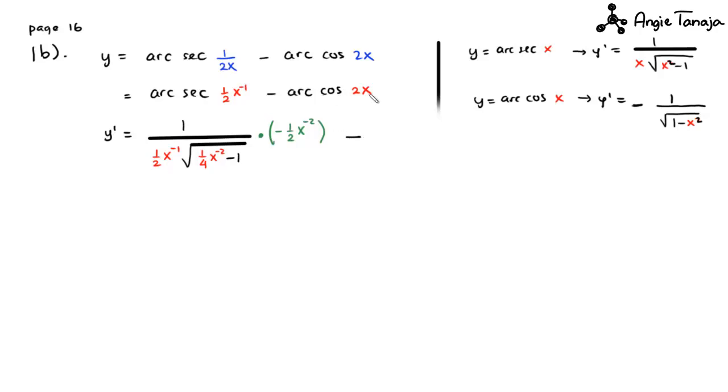Minus arcus cos, because the derivative of arcus cos is negative, so it becomes positive 1 over root 1 minus x squared. Our x squared here is 4x squared, right? So then we have to times it with the chain rule. The chain here is just simply 2. If possible, this will be negative half, 1 over x squared, right?